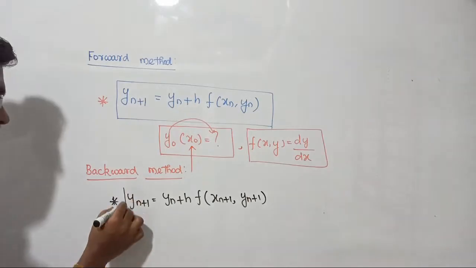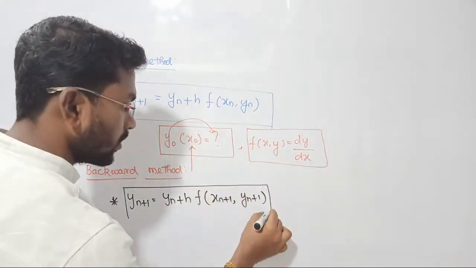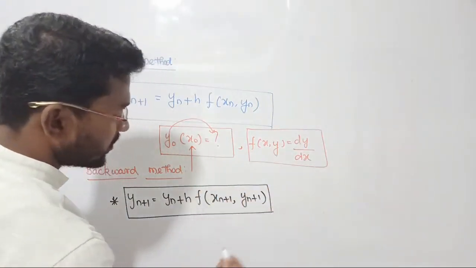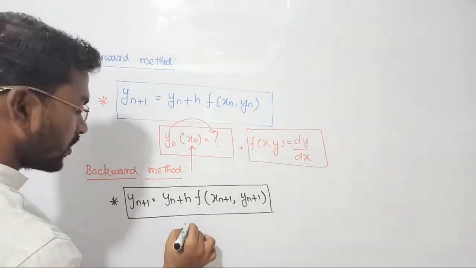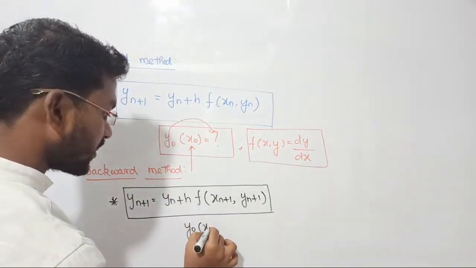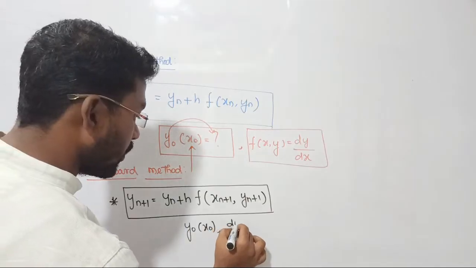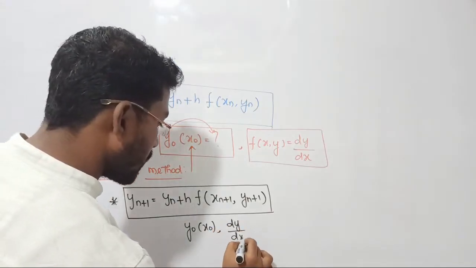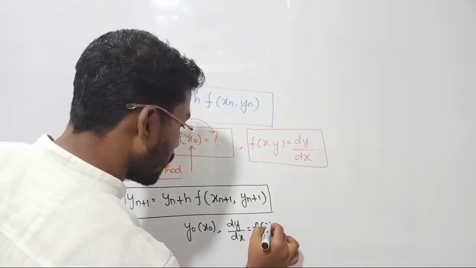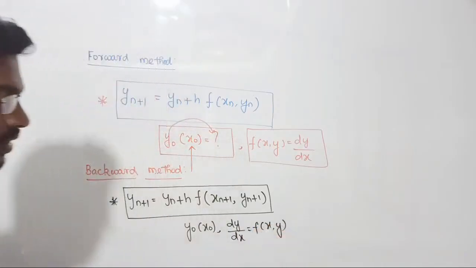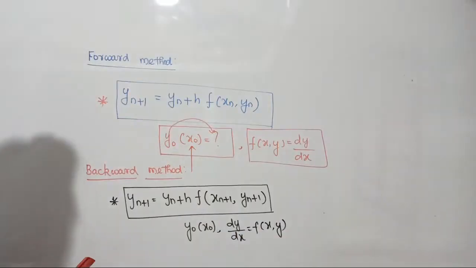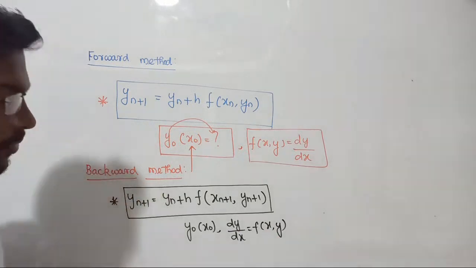What do you understand? Just observe this equation and the previous one. Same thing in your examination once again, that is y of x naught will be given as well as dy by dx will be defined. These two functions will be given to you. You don't need to panic about this one. This will be given, right? But your target is what? You have to achieve yn plus 1. Sir, I am trying to calculate the value of yn plus 1.